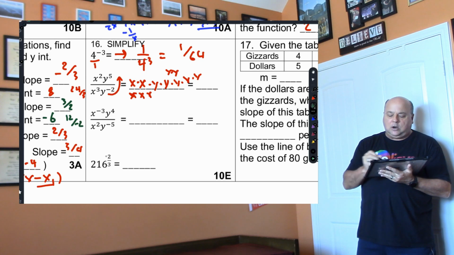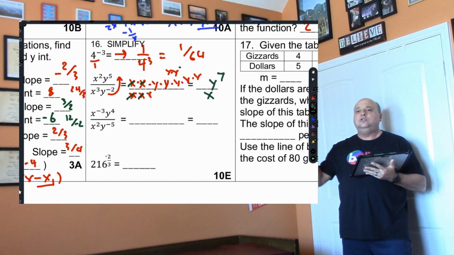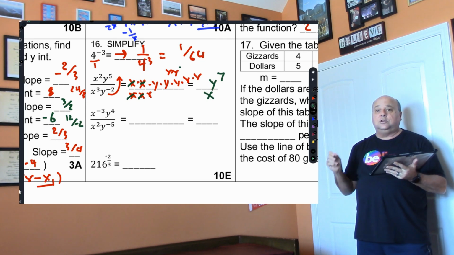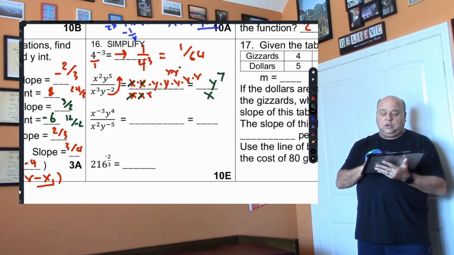Now then, let's look at our x's. I can scratch 2 sets of x's out. That leaves me 1 x on the bottom, and on top I got 7 y's, or y to the 7th. You just count them up. This will be on your test, okay? So make sure you can do this.